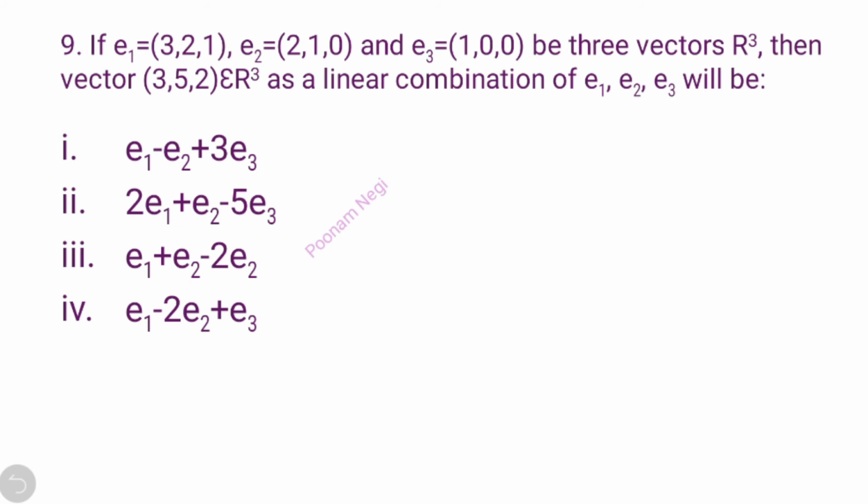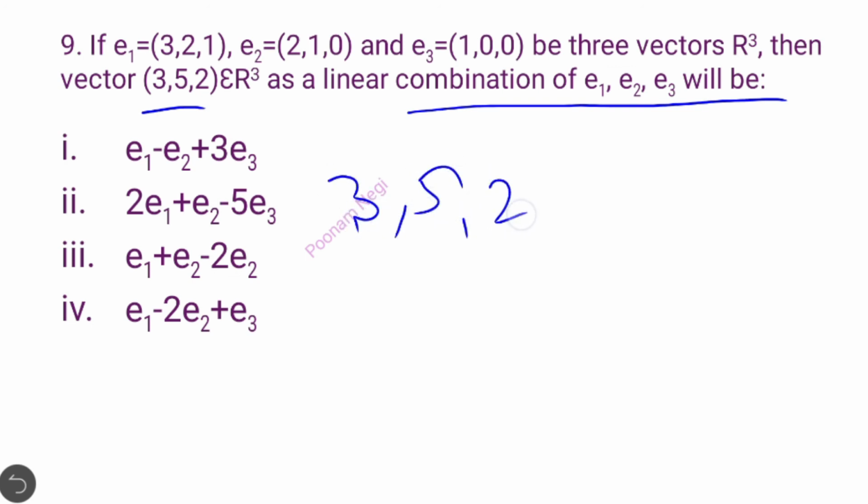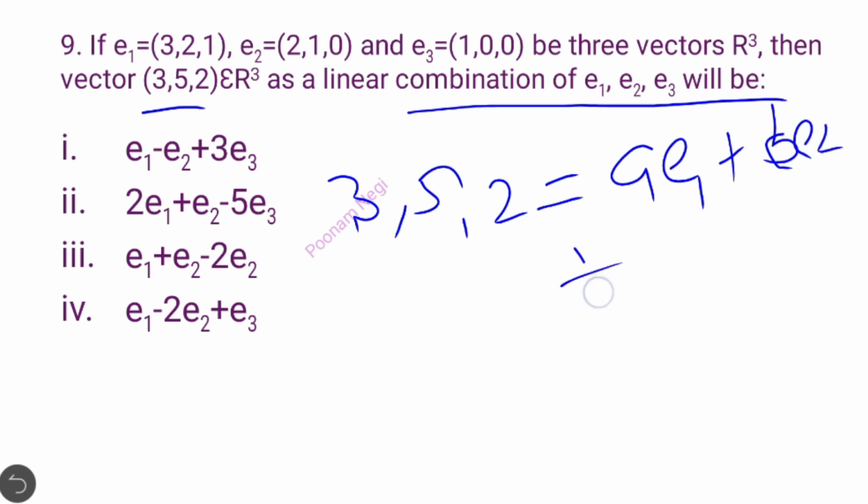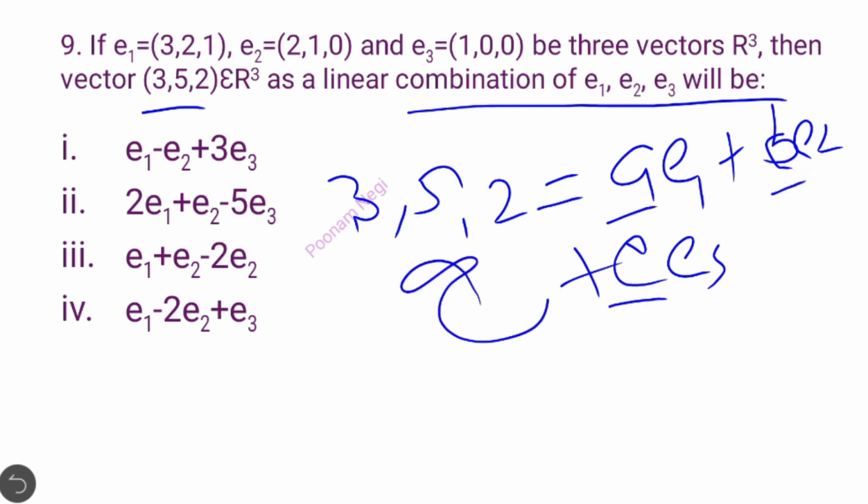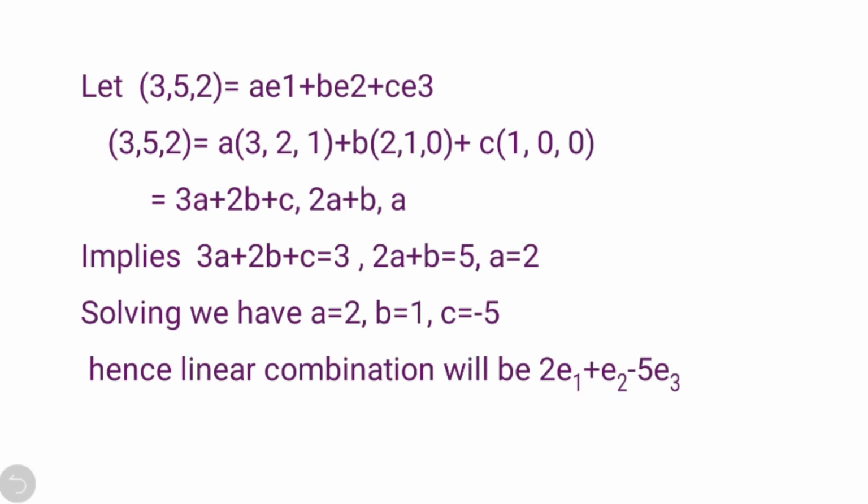Next question is similar to the previous question. E1, E2 and E3 are given. These are three vectors, and we have to find the linear combination for the vector in R3. So what we have to do is write this (3, 5, 2) as A E1 plus B E2 plus C E3. Then we find the values of A, B and C, and replace them in the linear combination, and we will have the result. Let's try to solve it.